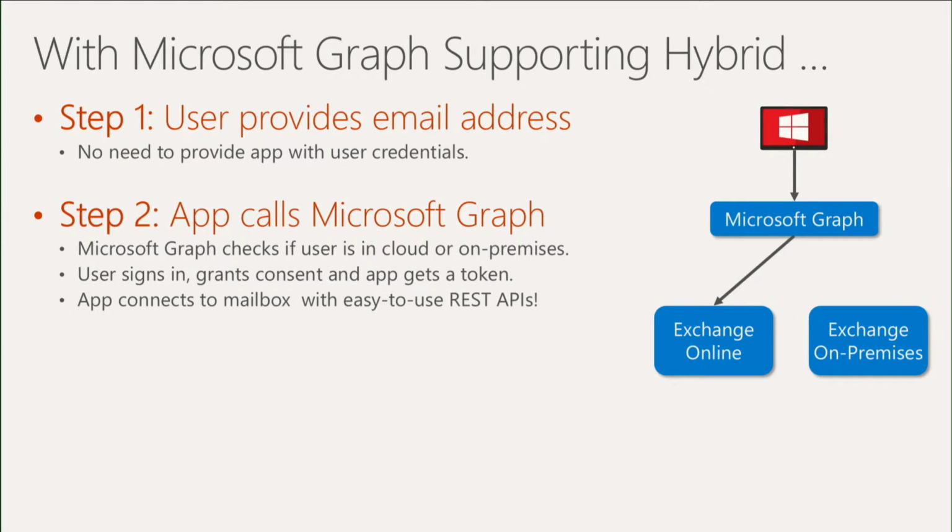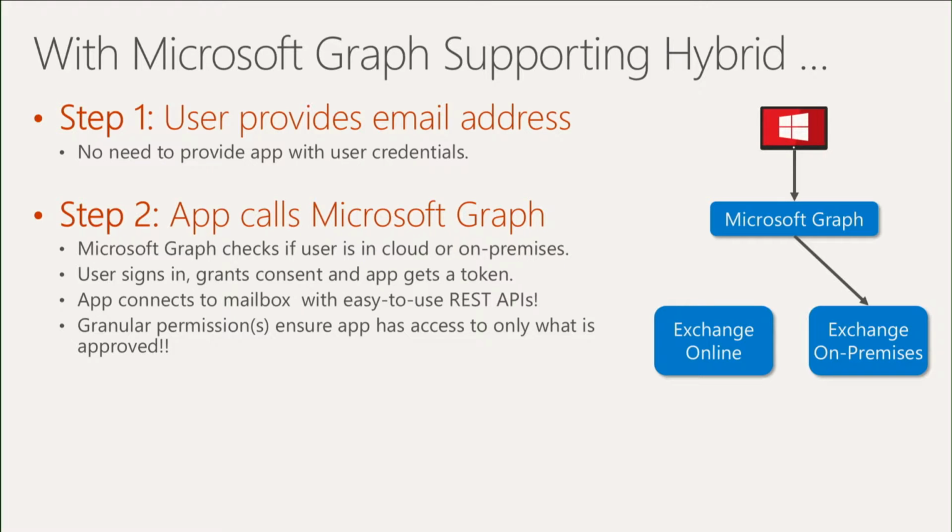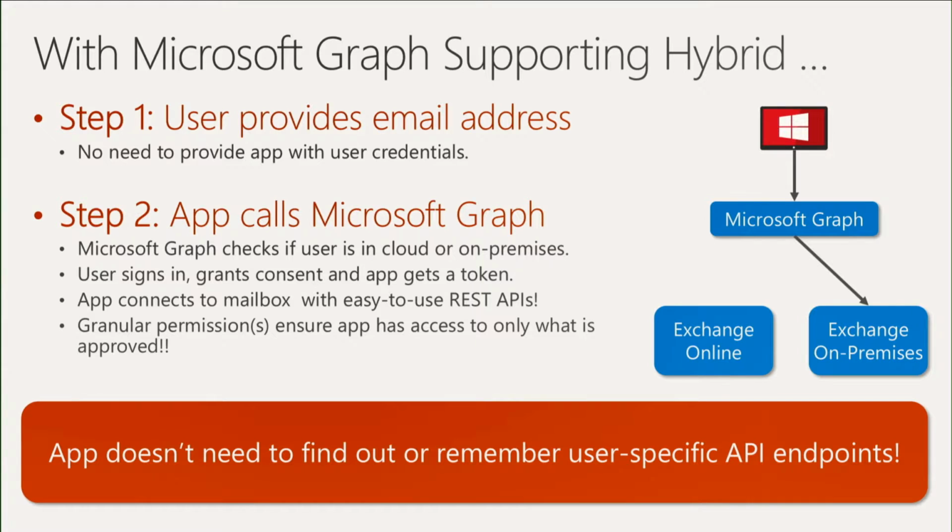Once it has the token, the app just keeps calling Microsoft Graph. And if the user is online, then Graph proxies to the online API endpoint. And if it's on-premises, it proxies to the on-premises endpoint. And it's granular permissions, as I said, which means that the exposure to bugs in the app is much, much smaller, especially if it's only read-only permissions. And the app doesn't need to maintain this cache of per-user EWS or per-user API endpoints, remember it or keep updating it. So those are some huge benefits of the new approach.